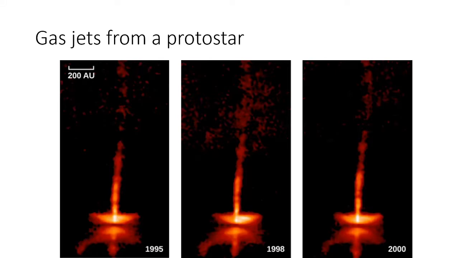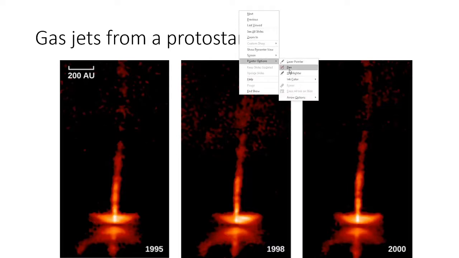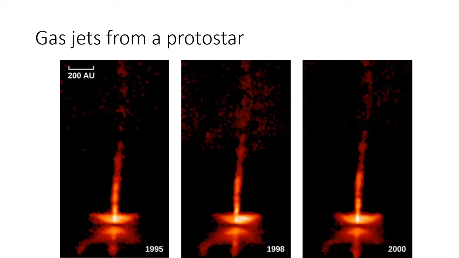So what we can see here is the gas jets coming from the protostar there. And I've got to turn my pen on. Sorry about that. We can see the gas jets. And you can see this is from 1995 to 2000, over 5 years. It hasn't really slowed down. This is going to go on for a while.